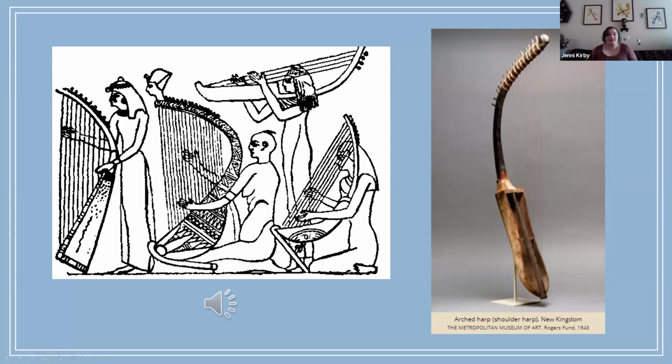Here is a reconstruction of this Metropolitan Museum of Art arched harp being played.